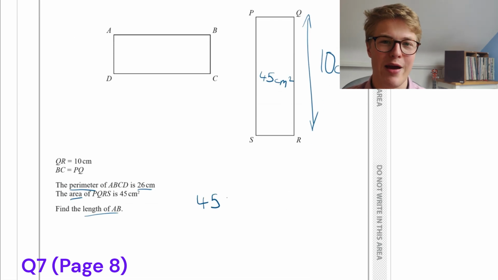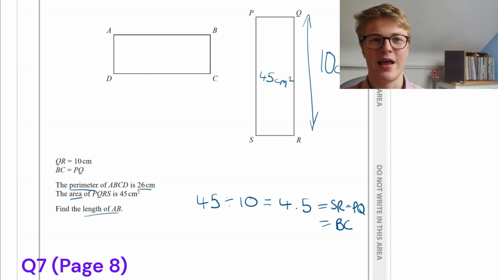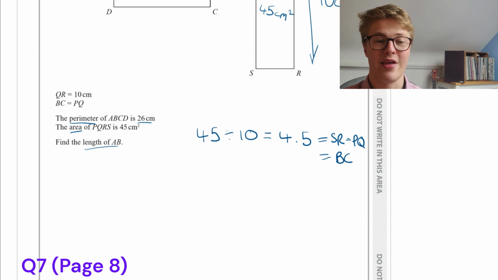So because we know the area of PQRS, we can divide 45 by 10, which is the length of QR, to get us the width of the rectangle, which is going to be 4.5. Now that we have 4.5, we know that this is going to be the length SR and PQ, which is also the same as BC and AD because we're told that in the question.